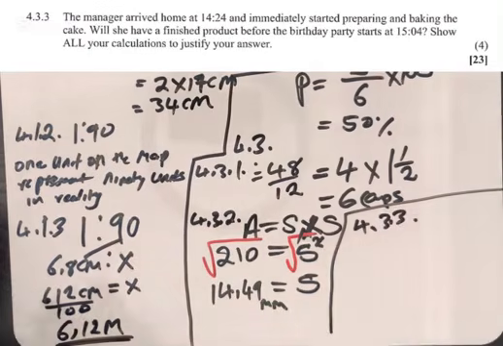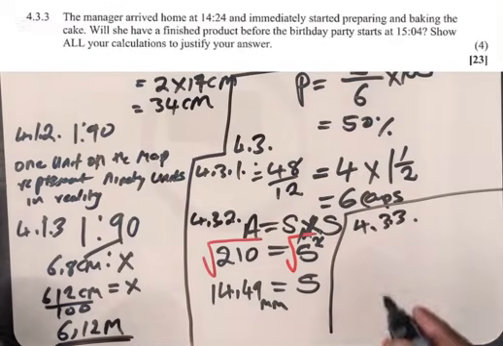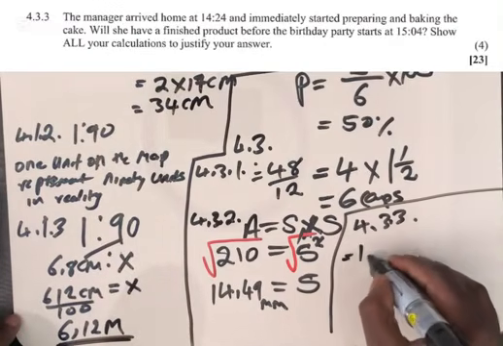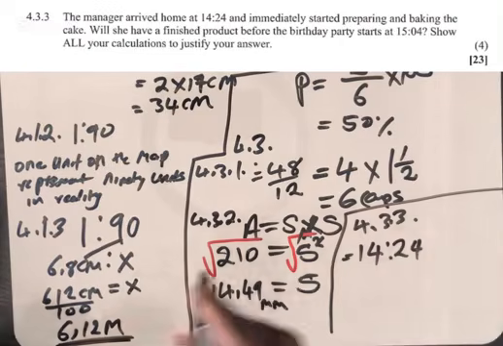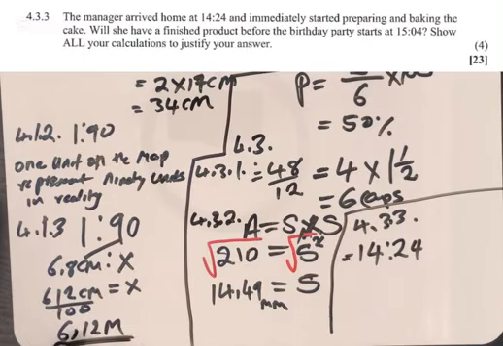4.3.3 says that the manager arrived home at 14:24 and immediately started preparing and baking the cake. Will she have a finished product before the birthday party starts at 15:04? Show all your calculations.